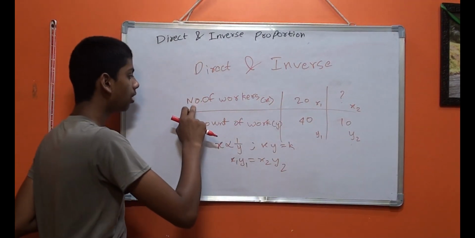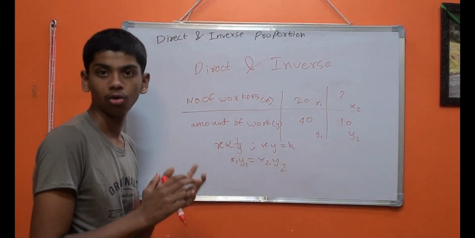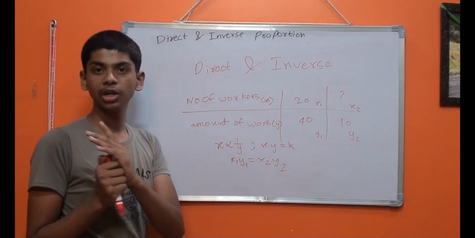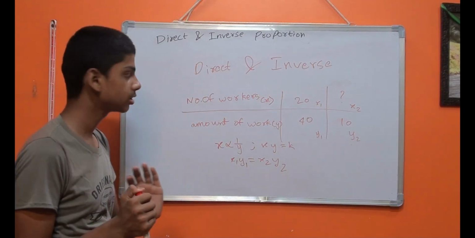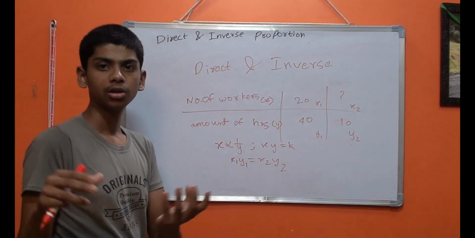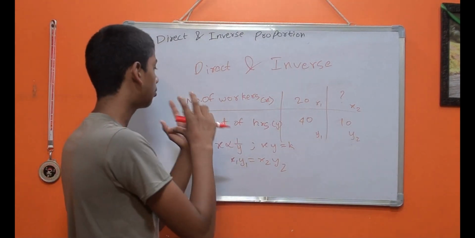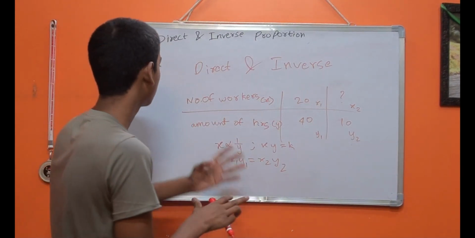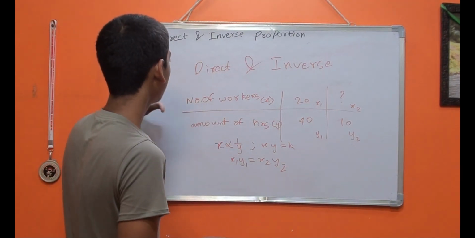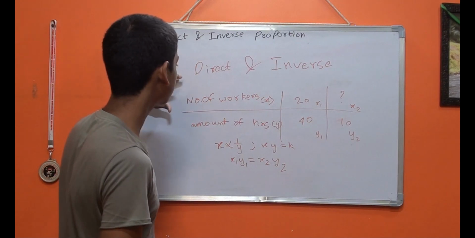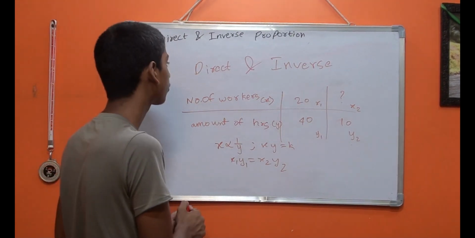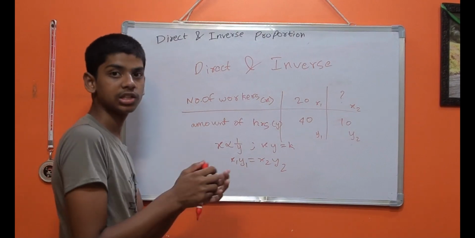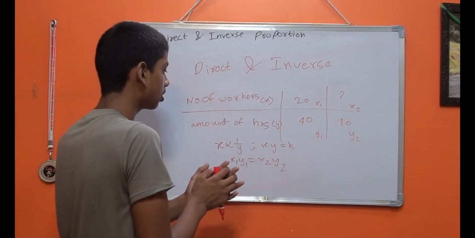By the way, here is the number of workers. Now the workers are building a house. If there are like 50 workers, the amount of hours taken to complete it would reduce. That is inverse proportion. When the number of workers increases, the amount of time taken decreases. This is a scenario where inverse proportion is used.